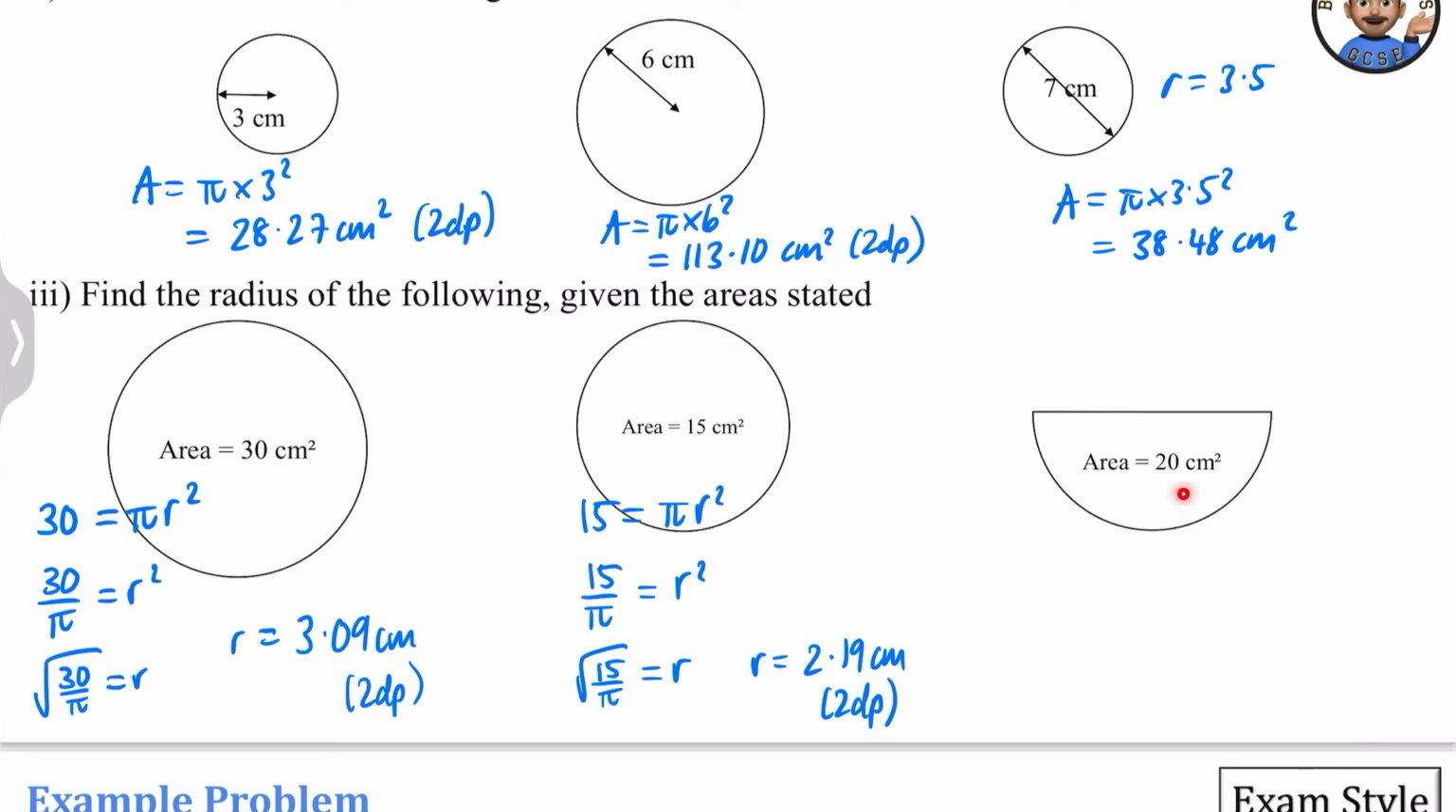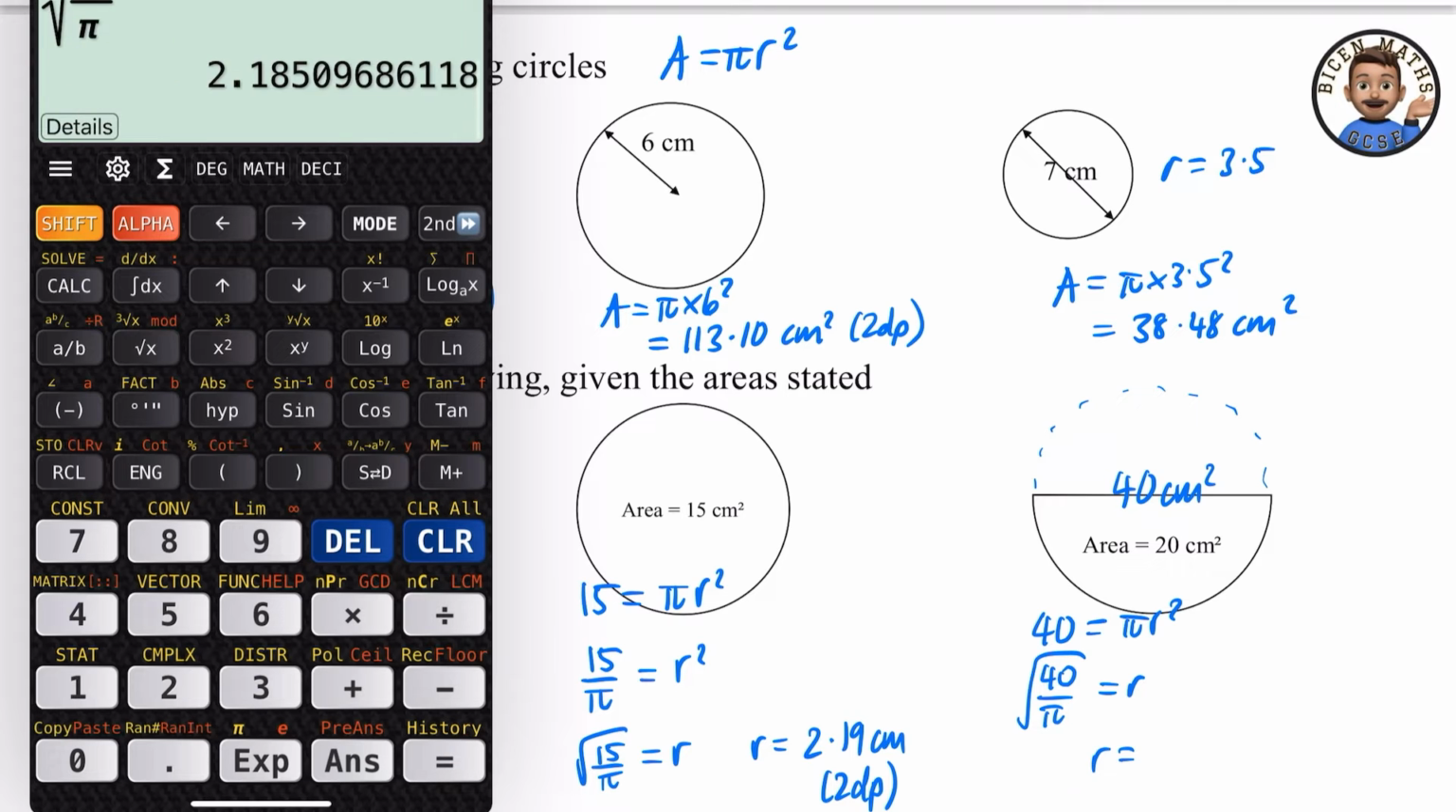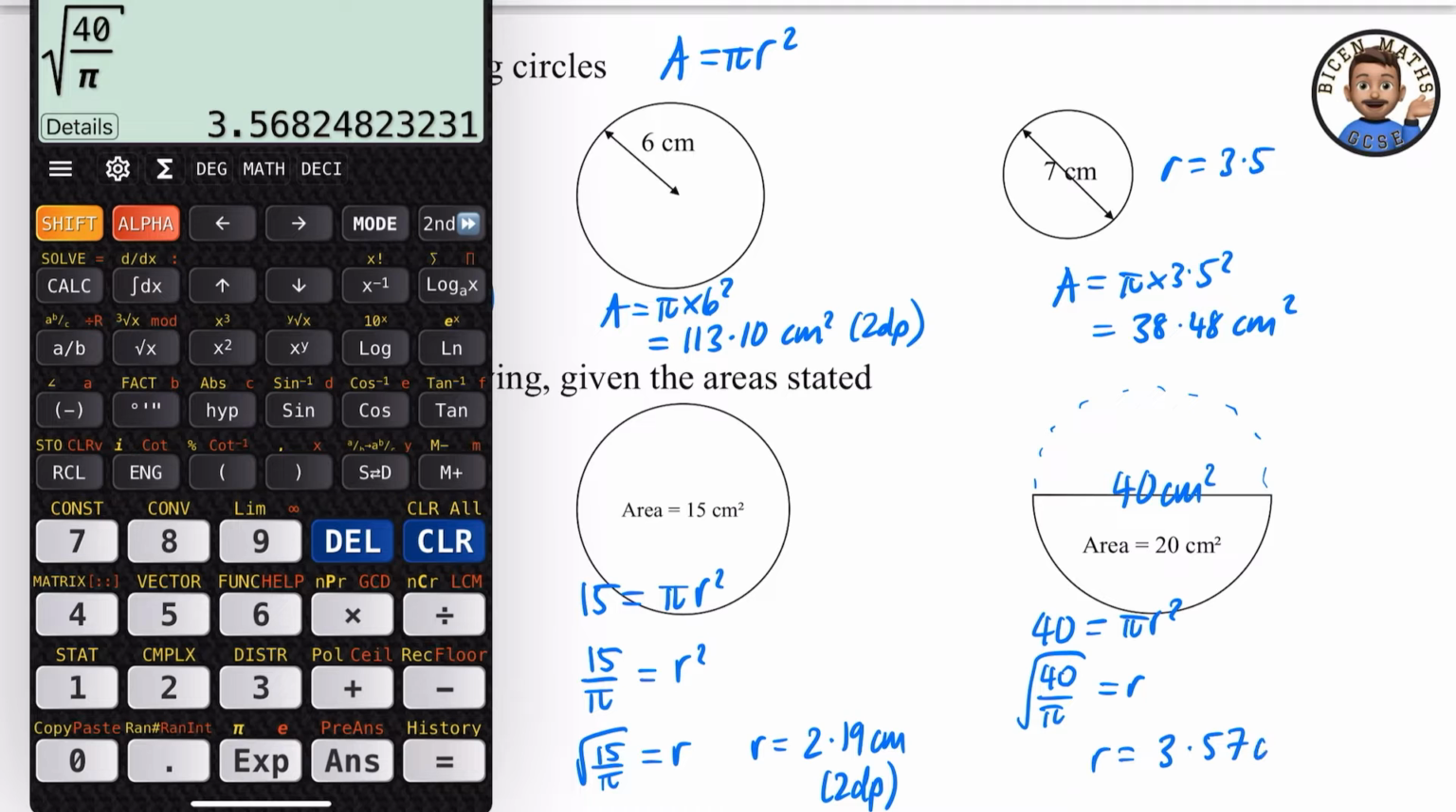Last one, a little bit trickier. It tells us that the area is 20 centimetres. Now we have to use the area of the full circle. So the area of the full circle that we would have would be 40 centimetres squared. So we get 40 is pi r squared. So 40 divided by pi square rooted is going to be what r is equal to. So I'll put that in the calculator, the square root of 40 over pi, and that tells us that the radius is 3.57 centimetres to 2 decimal places.